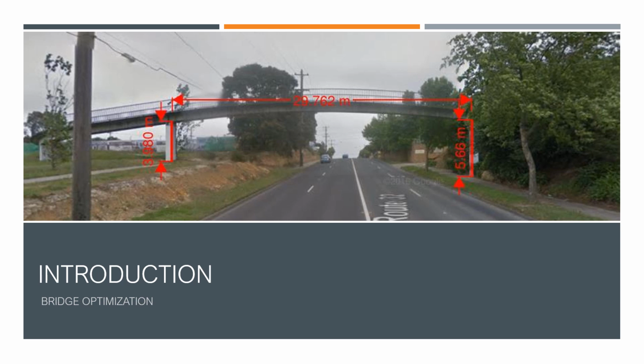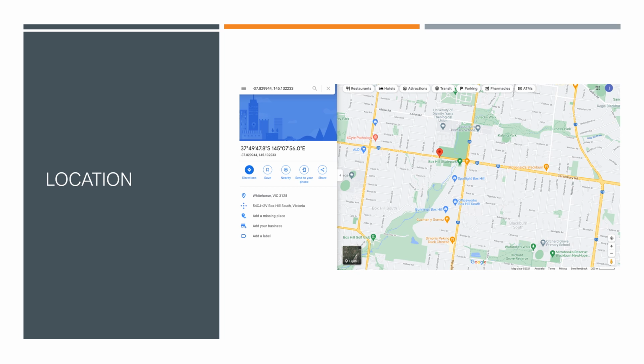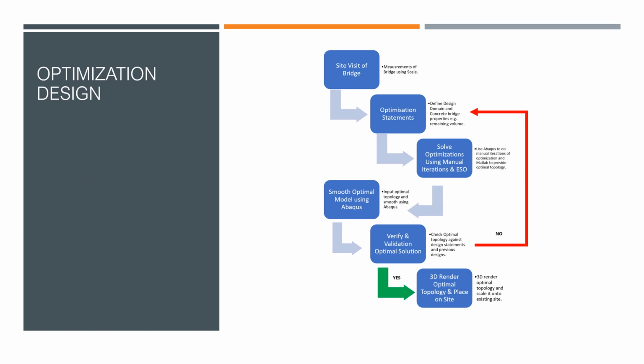This is, as you can see in the background, the bridge that we were given to do an optimization of, which is located in Whitehorse, Victoria. You can see the coordinates were given there, where the pin is located is where the bridge is. So this is how the site survey was done. We did a Google Map search and then did a street view for a screenshot. The measurements were then taken by a reference, and then the design domain was taken from that.